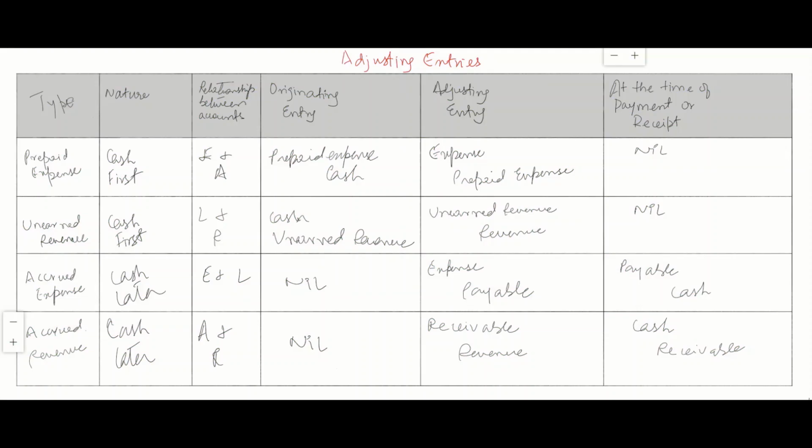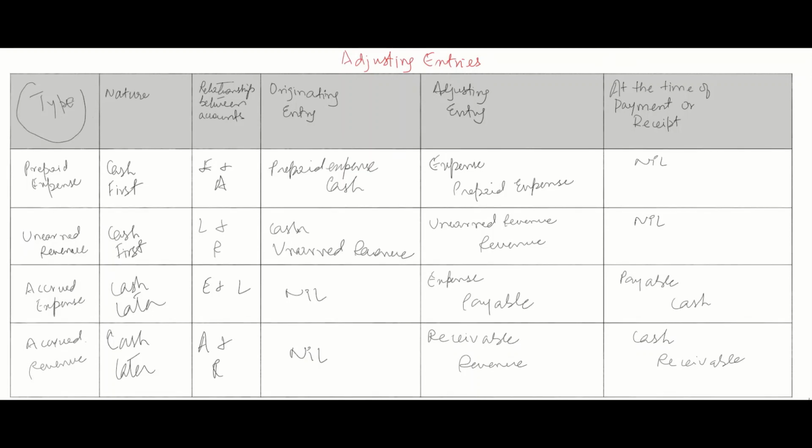Let's move on to the next topic, which is adjusting entries. There are four major types of adjusting entries. As you can see here, the four major types are prepaid expense, unearned revenue, accrued expense, and accrued revenue. We are going to discuss these entries one by one.